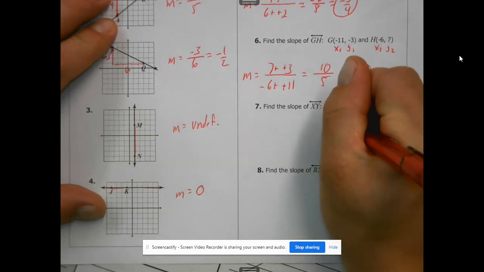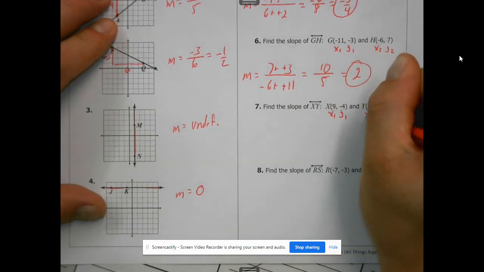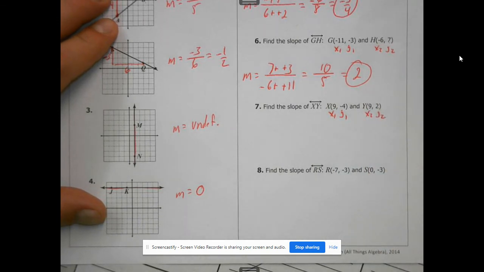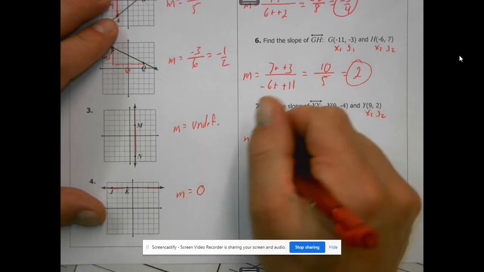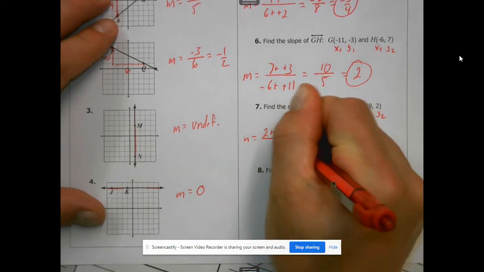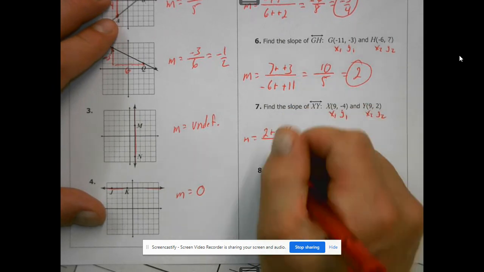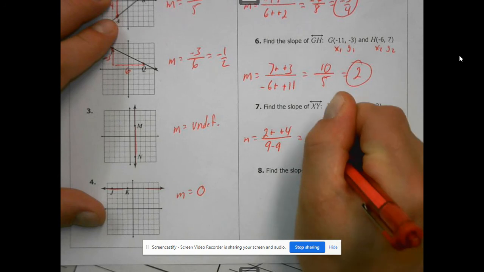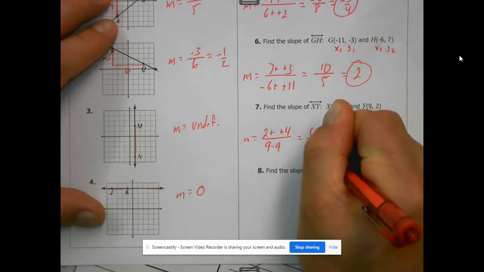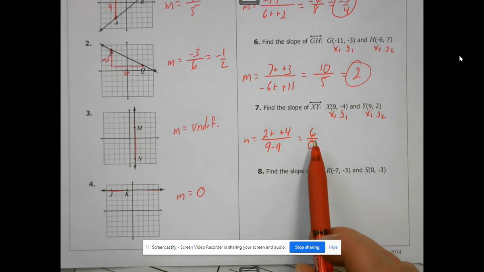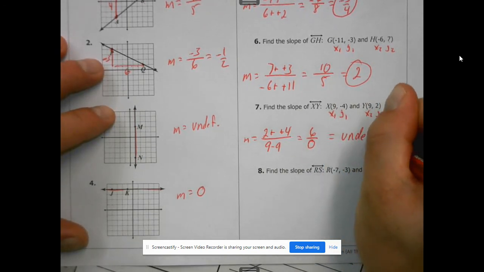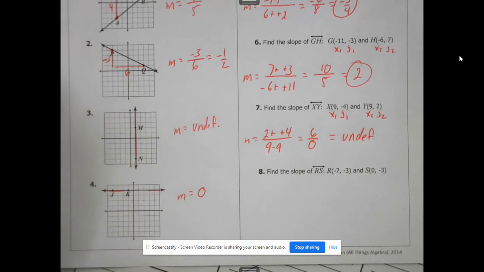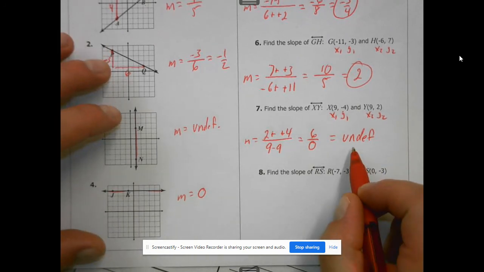Number 7, we'll label the points X1, Y1, X2, Y2. Y2 minus Y1, 2 minus negative 4, plus plus. 9 minus 9. Up top, I have 6. Bottom, I have a 0. Remember, in math, we can never, ever divide by 0. If you were to take your calculators and type in 6 divided by 0, it would say undefined. That is your straight up and down line. That is a straight up and down line, undefined.